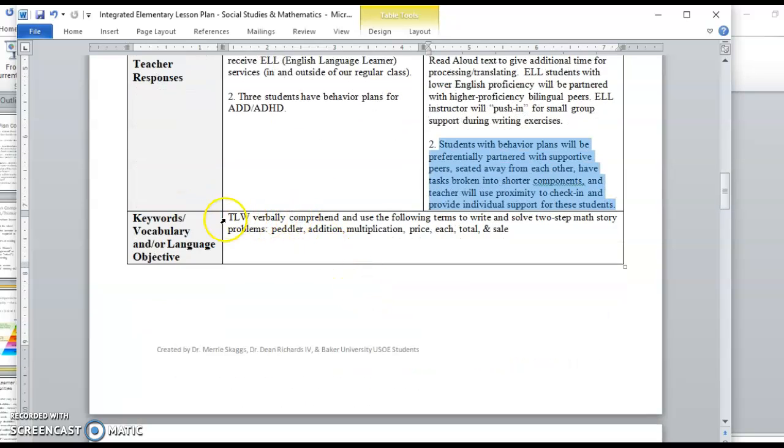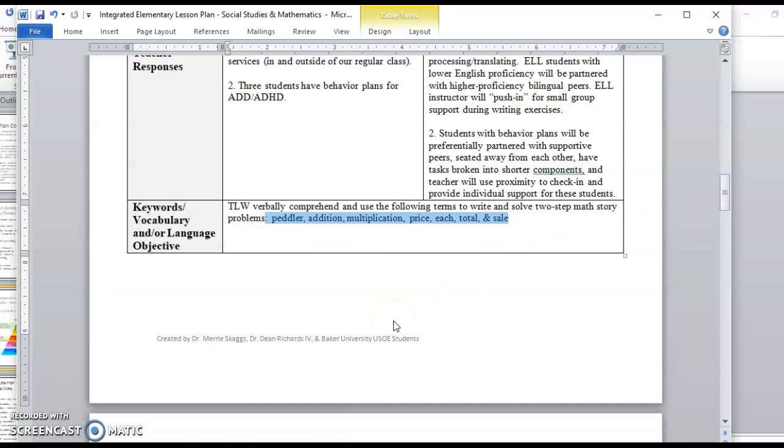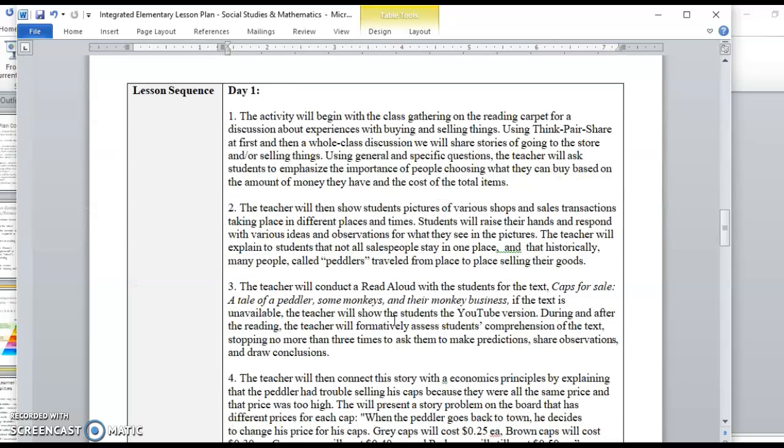Keywords and vocabulary: you can have a language component or language objectives. That's good to have if you have students who are learning English, but you don't necessarily have to have that. You do need to include words that students will need to know or learn to be able to do this lesson.